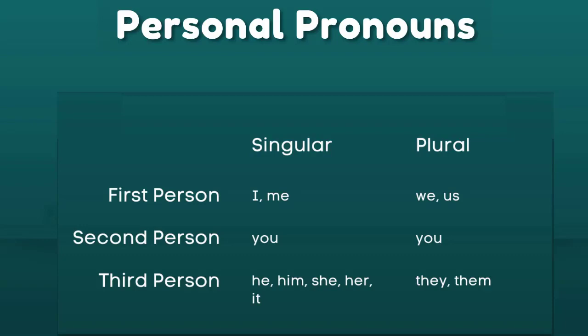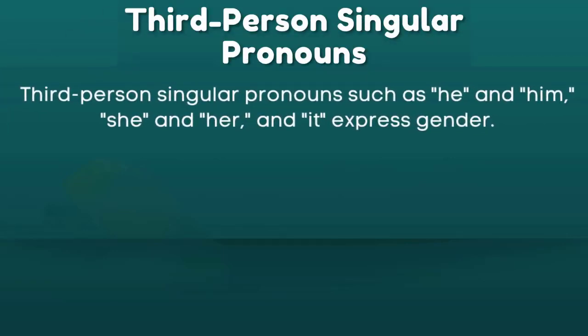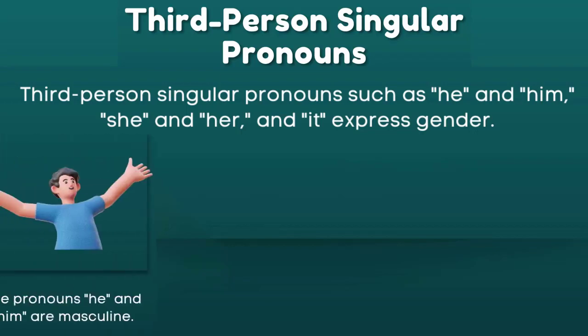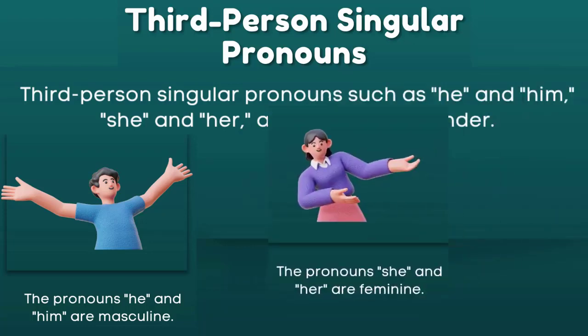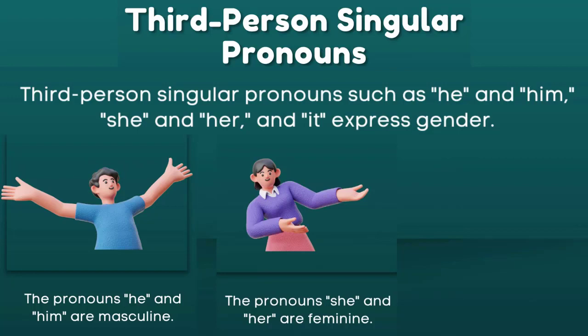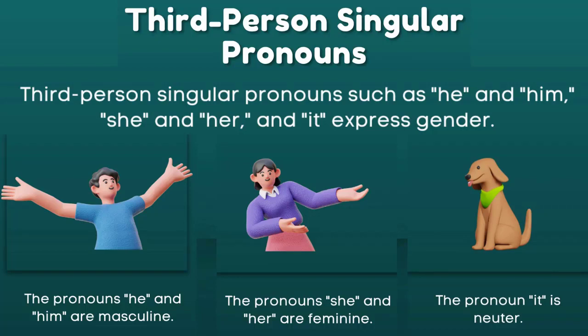Plural pronouns. First person: we, us. Second person: you. Third person: they, them. Third person singular pronouns such as he and him, she and her, and it express gender. The pronouns he and him are masculine. The pronouns she and her are feminine. The pronoun it is neuter.